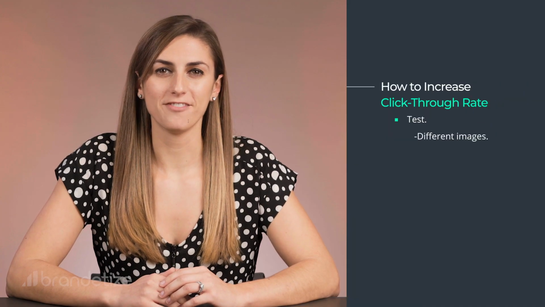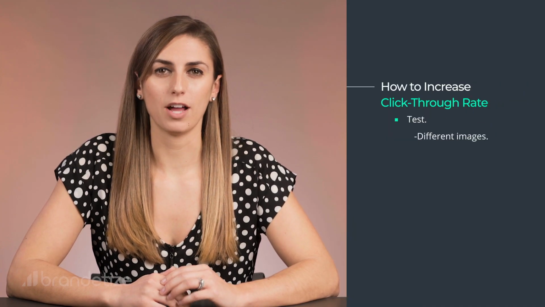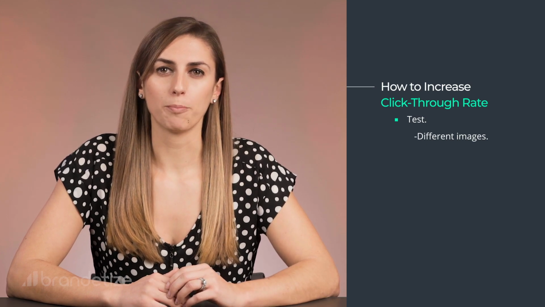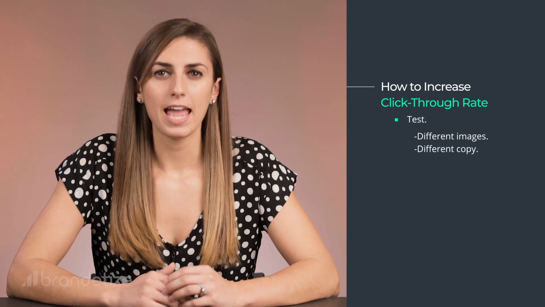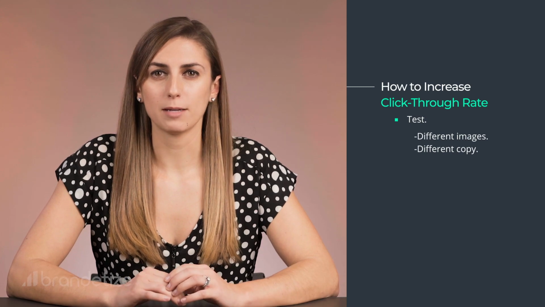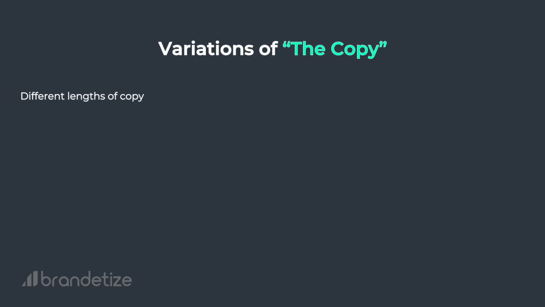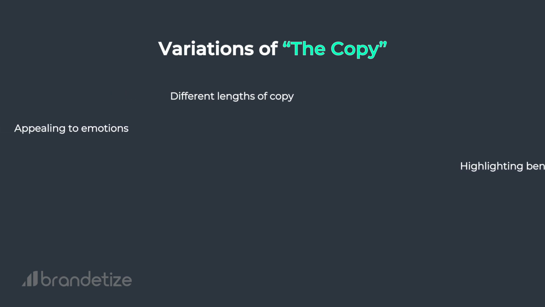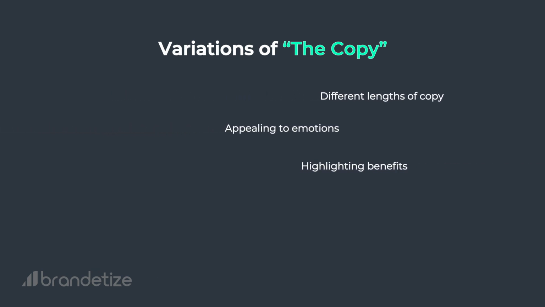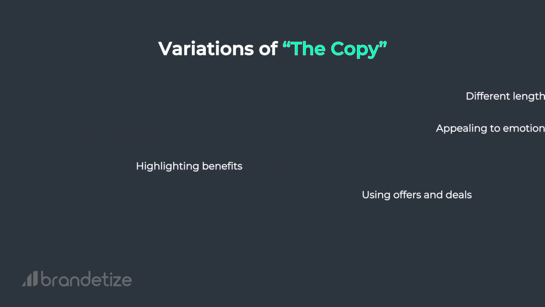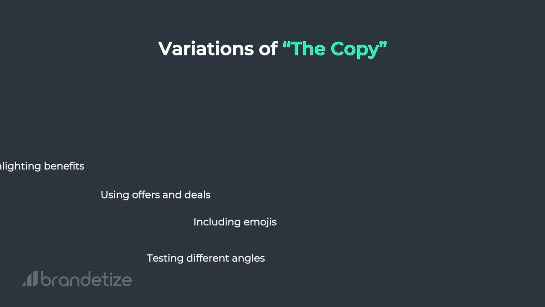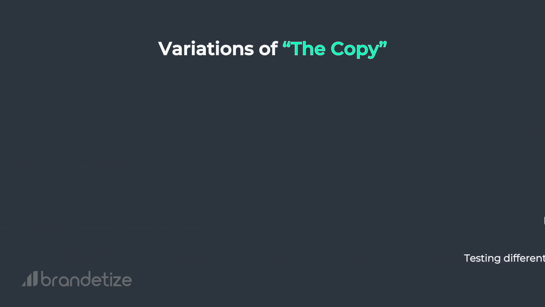Once you've tested a lot of different images and found a couple of winners, the next element you may want to test is the copy. Now that your ad image is making people stop to look at the ad, they're going to start reading the copy. Some variations you can try are different lengths of copy, appealing to different emotions, highlighting different benefits of what you're promoting, using different offers or deals, including emojis, or testing different angles.